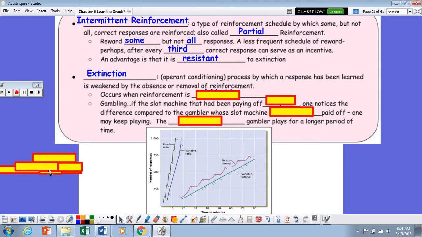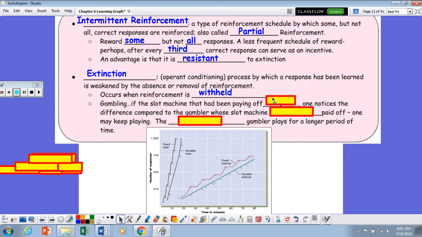Extinction, just like in classical conditioning, is a focus here when we talk about conditioning of behavior, but in operant conditioning, extinction is the process by which a response that has been learned is weakened by the absence or removal of the reinforcement. This occurs when reinforcement is withheld.